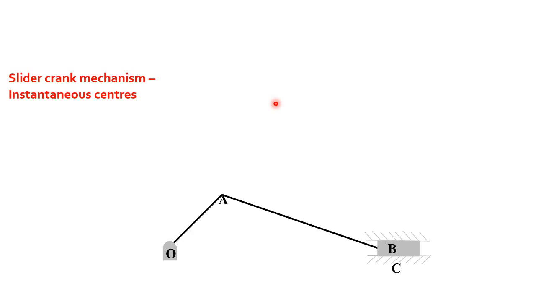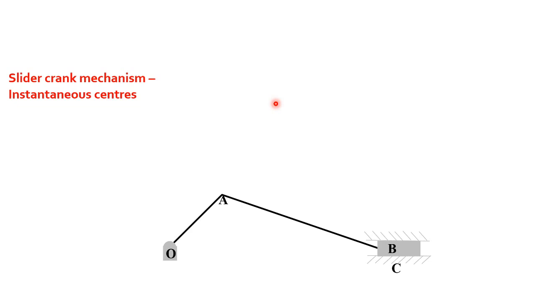So there will be a slight change from the 4-bar mechanism because here we have a slider. In the earlier case we have only rotating or oscillating links. Here we have a sliding link, so there will be a slight change. Okay, now I hope you know the basics of the slider crank mechanism.